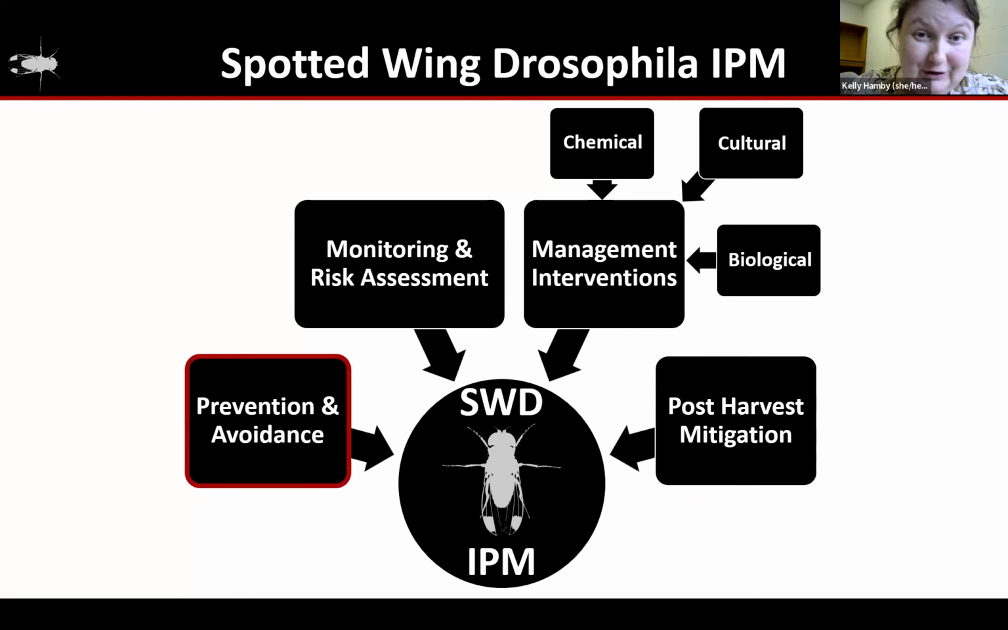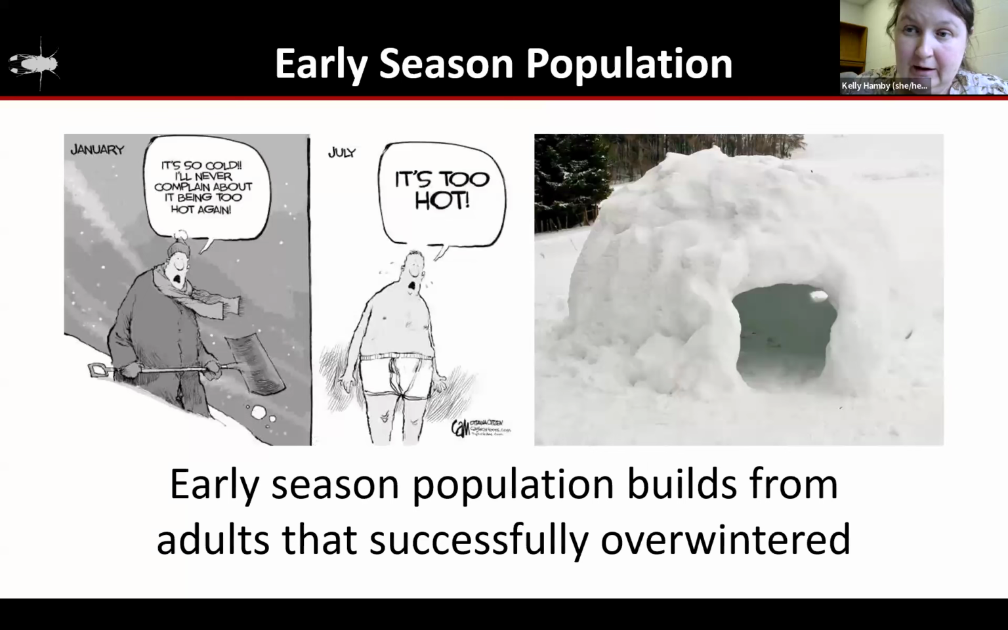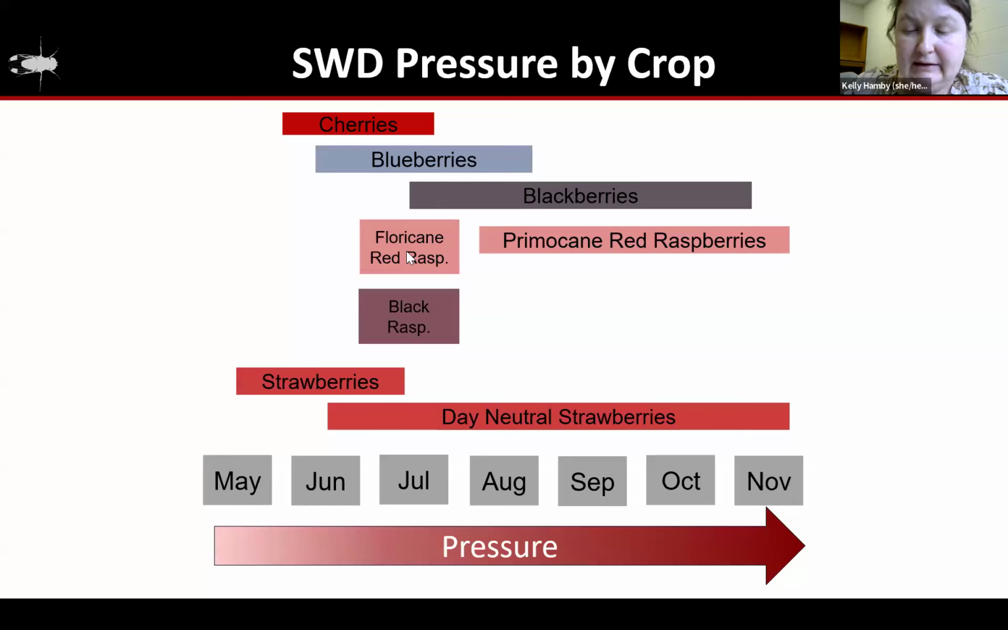So starting with prevention and avoidance. I just discussed they overwinter as adult flies, and this early season population builds from those adults that successfully overwinter. So they're always at their smallest population in the early spring as they're coming out of overwintering. This means that the pressure, or the amount of flies out there that could be laying eggs in your crop, is increasing over the season.